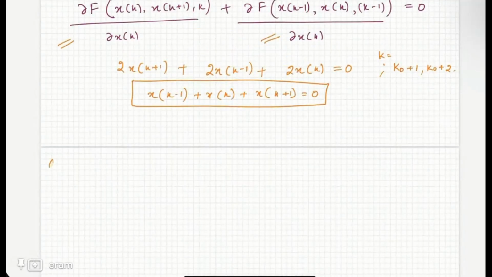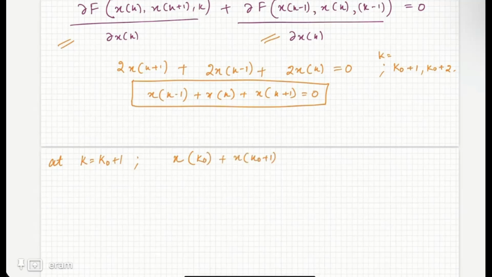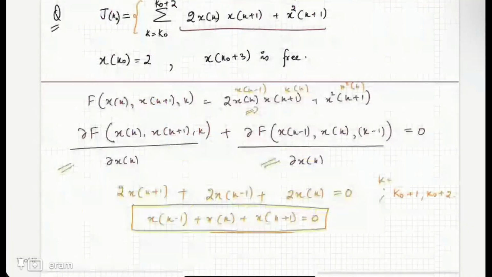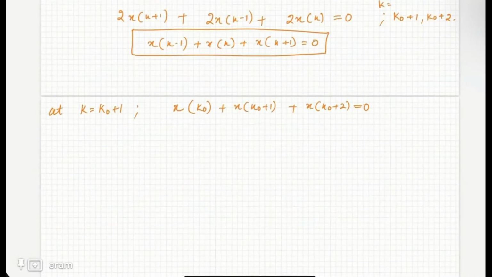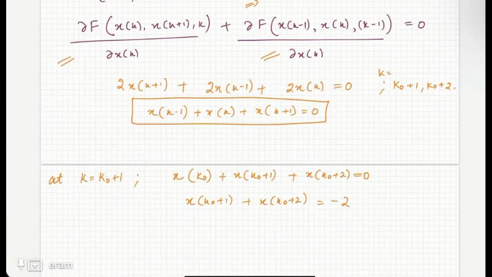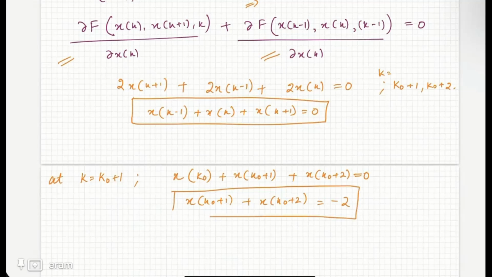So let's evaluate it at k equals to k naught plus 1. So that means it will give us x of k naught, x of k naught plus 1, x of k naught plus 2 equals to 0. And it is given to us that x of k naught equals to 2. So this term is 2, that means x of k naught plus 1, x of k naught plus 2, this equals to minus 2. Alright.